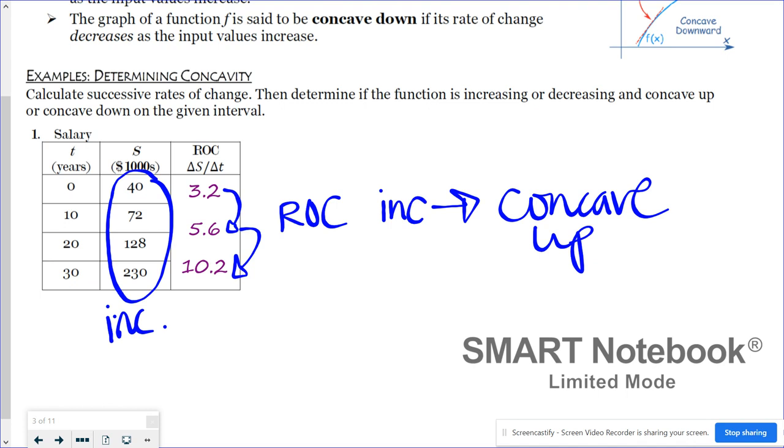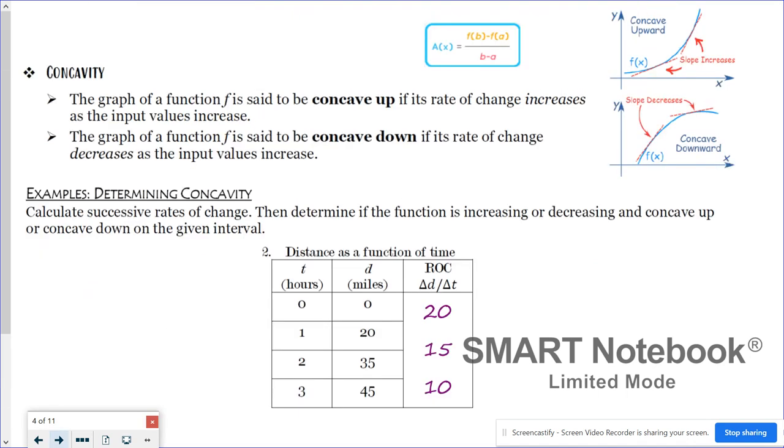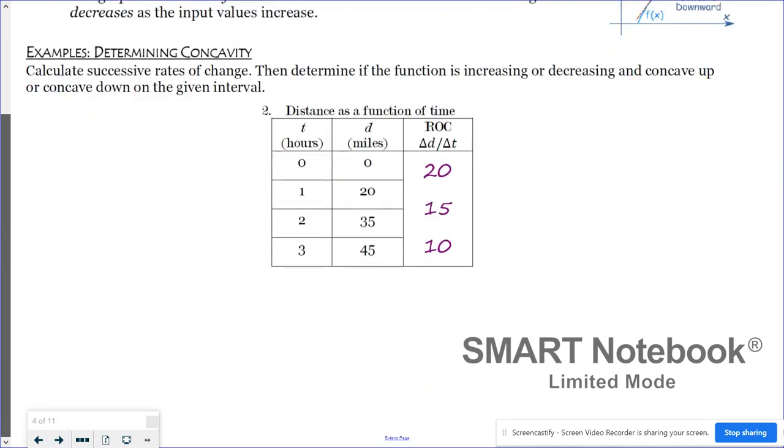So let's take a look at problem 2. I've already calculated the rates of change. Okay. So I want to know, is this an increasing or decreasing function? And is it concave up or concave down?